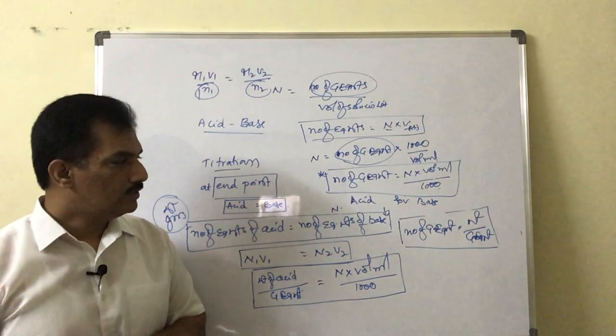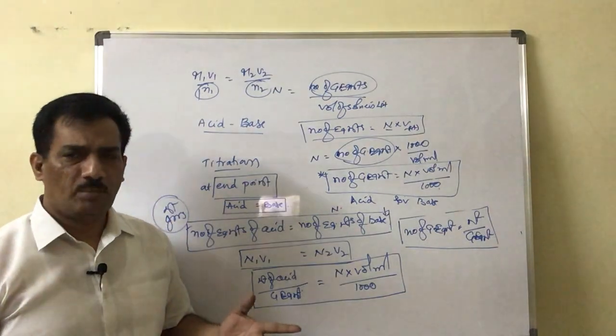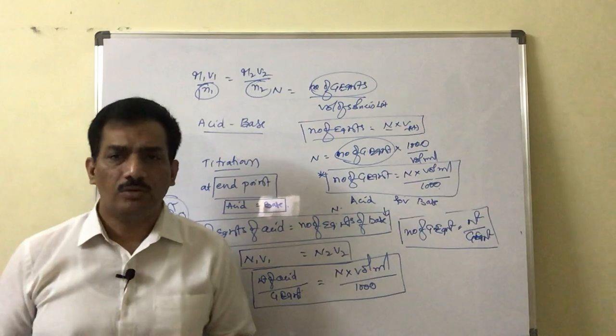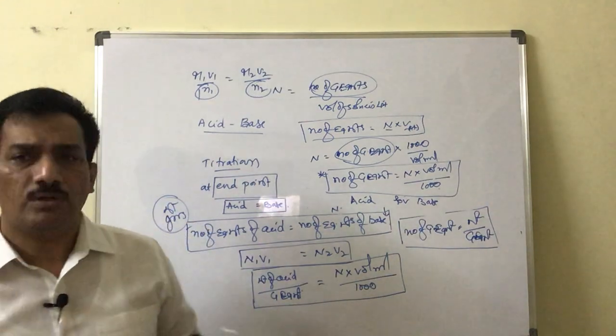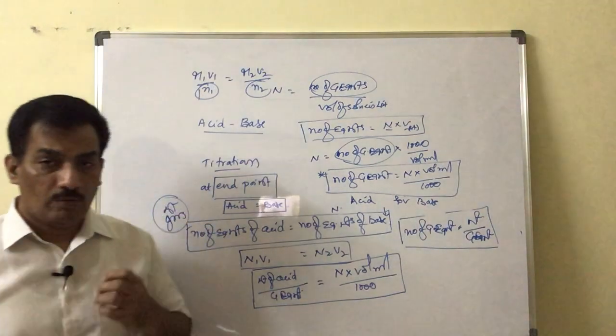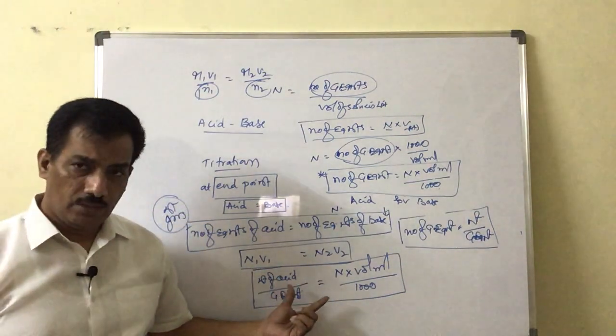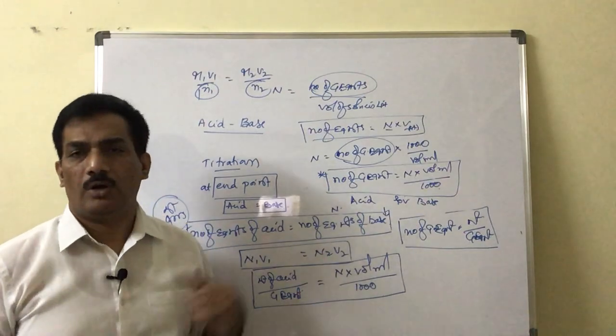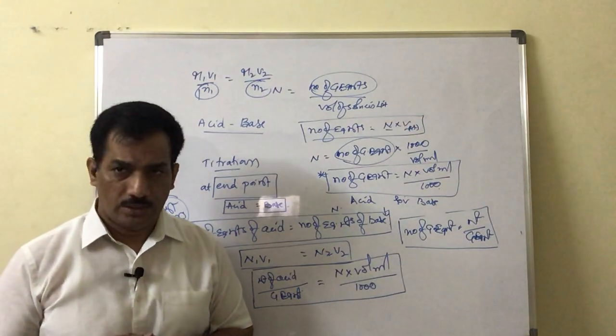I think the same thing applies in the case of oxidants and reductants also. Instead of acid you can take oxidant, instead of base you can take reductant, or vice versa. Like that, when one of the components is given in weight and the other component is given in normality, this is the formula related to neutralizations.